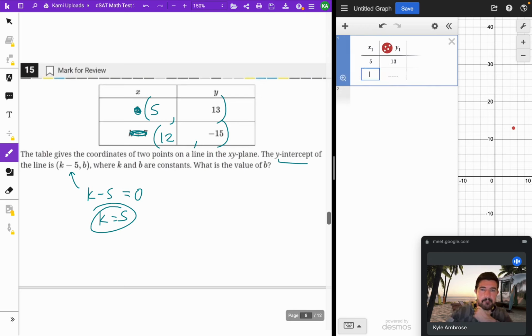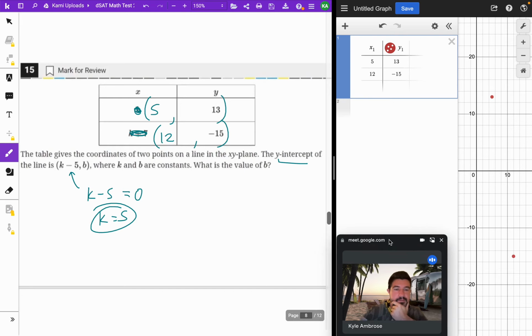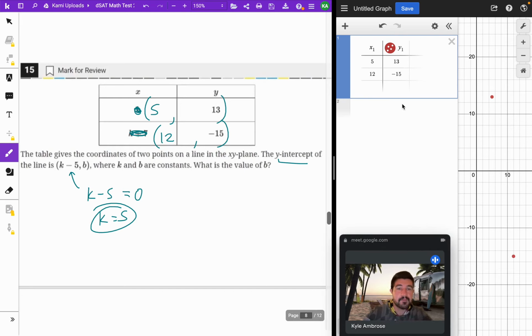5, 13, 12, negative 15. If I hit this zoom button, it shows me the 2 points. I got to move myself. There they are. Now, if you want Desmos to tell you the equation of the line through those points, this is another cool feature Desmos can do.